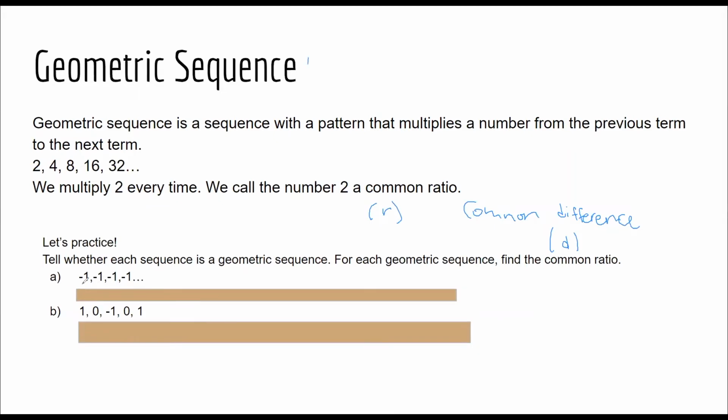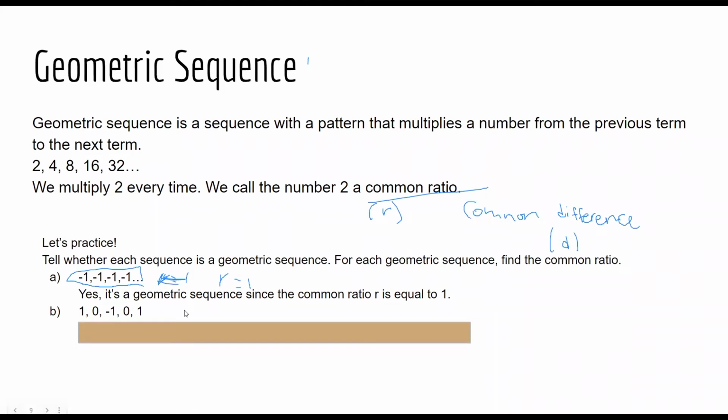Okay, -1, -1, -1, -1, and so on. For a geometric sequence, we have to have a common ratio. So for this sequence, we multiply by 1 every time. So r is 1, so this is a geometric sequence. I'll write it again here: r equals 1. The answer is geometric sequence. The common ratio is 1.